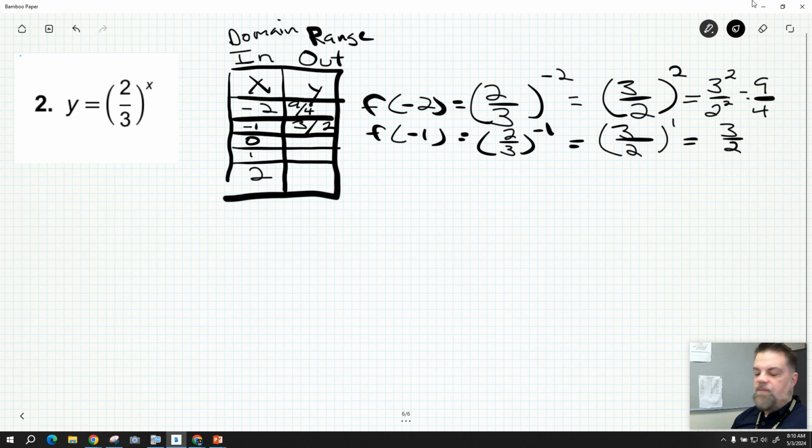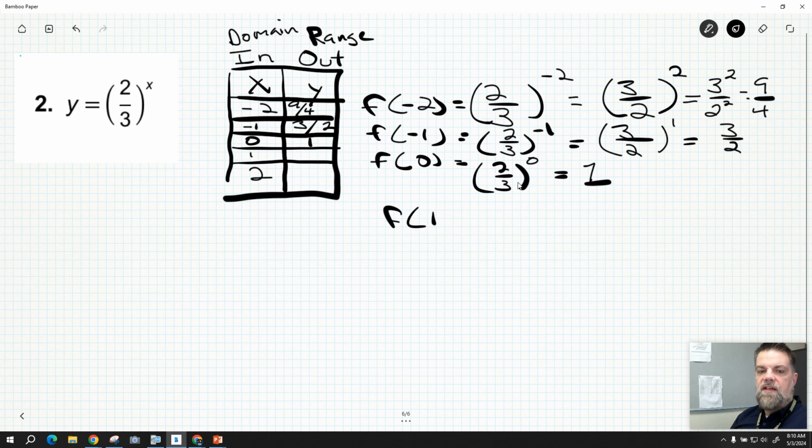Let's do the next one. Anybody want to tell me what the answer is? f of 0? 2/3 raised to the 0. Anything raised to the 0 is what, guys? 1. f of 1 is 2/3 to the first power, which is just what? 2/3.